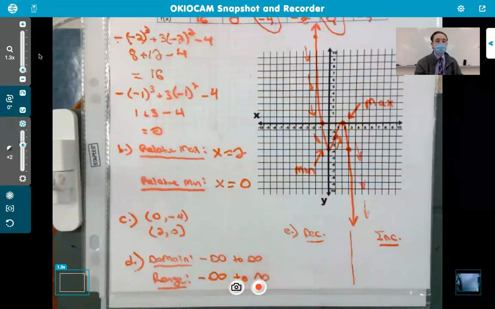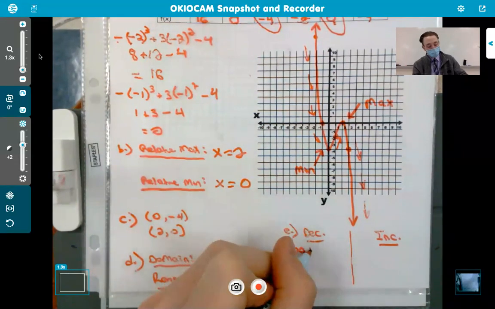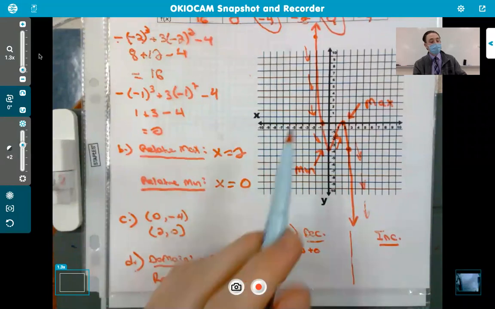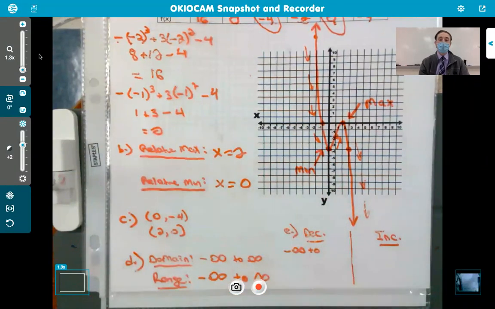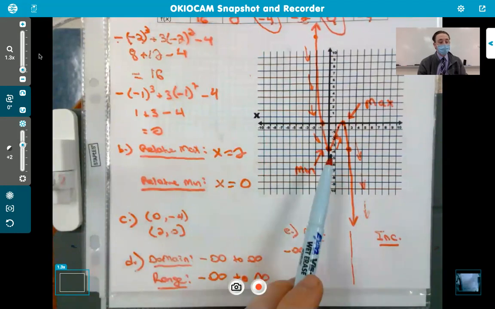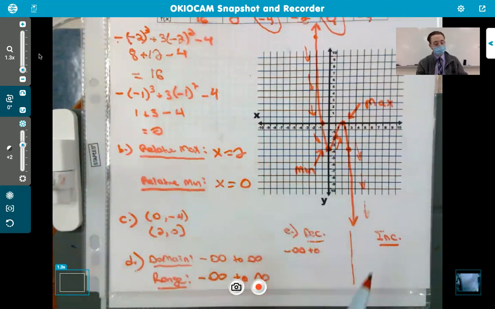Not -2. So what's the most negative number ever? Infinity, right? So negative infinity, I start to decrease until I get to my first turning point. Remember, increasing and decreasing are x values. Where is that first turning point? What's the x value of this turning point here? 0.